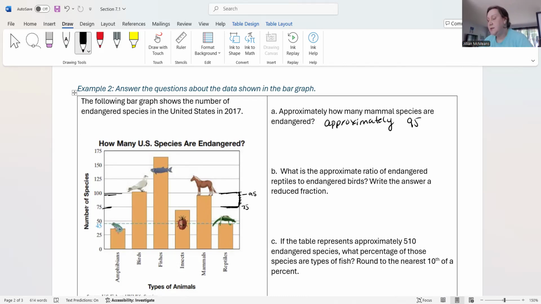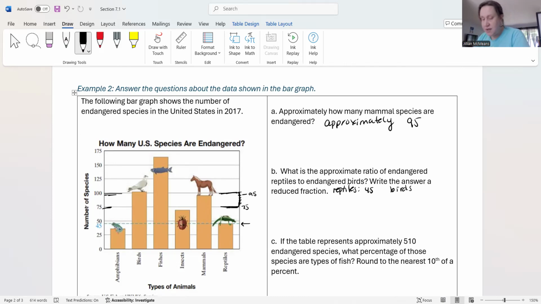Okay. Now, next up, it says, what is the approximate ratio of endangered reptiles to endangered birds? Write the answer as a reduced fraction. Okay, so let's look at endangered reptiles. We're told that reptiles are at 45. You can see for some reason this one has this dotted line right here. So reptiles are definitely 45. And then birds, let's see what we have for birds.